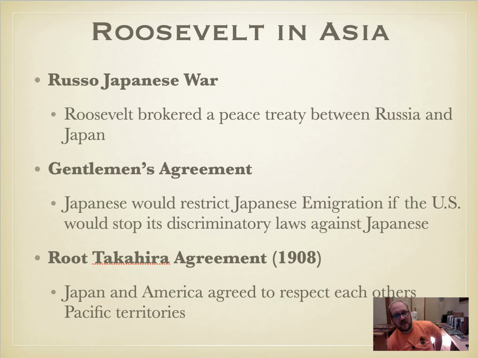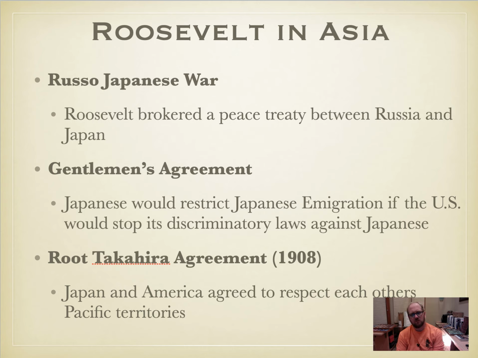Also, we see Roosevelt in Asia. He negotiated a peace agreement between the Russians and the Japanese in a war. He also had a gentleman's agreement with the Japanese, who would restrict Japanese immigration if the U.S. would stop discriminatory laws against Japanese. So basically, America had lots of bad laws against Japanese, and the Japanese didn't like it. So the Japanese would help with keeping fewer Japanese from immigrating to America if America would ease up on those discriminatory laws.